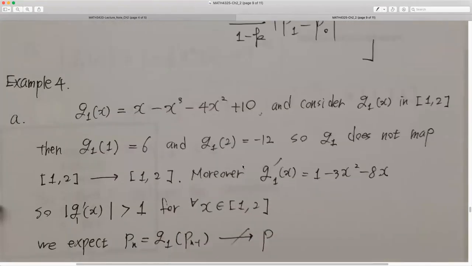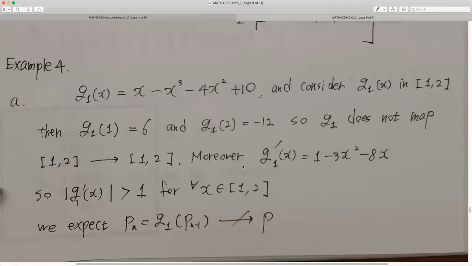Now we're going to see the why in example 3. Why does g sub 1, defined like this, give us the divergence? Because see that g sub 1 of 1 equals 6, and g sub 1 of 2 is negative 12, so g sub 1 does not map the closed interval [1,2] to [1,2]. That's the reason. Moreover, the derivative of g1, which is 1 minus 3x squared minus 8x, when you find its absolute value, it's greater than 1.